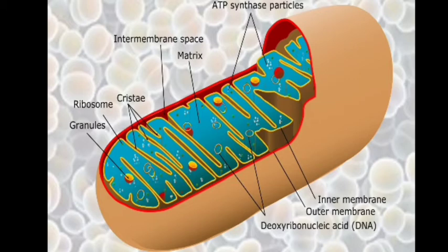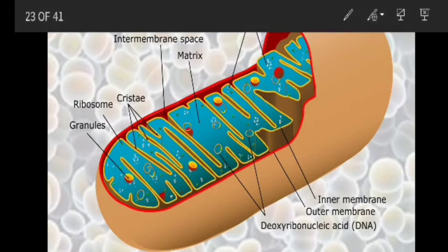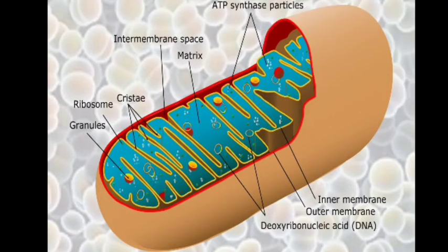They are the outer mitochondrial membrane. This is the outer mitochondrial membrane. The intermembrane space is this space. The space between the outer membrane and the inner membrane is called the intermembrane space. And this is the inner mitochondrial membrane, and those are called the cristae.